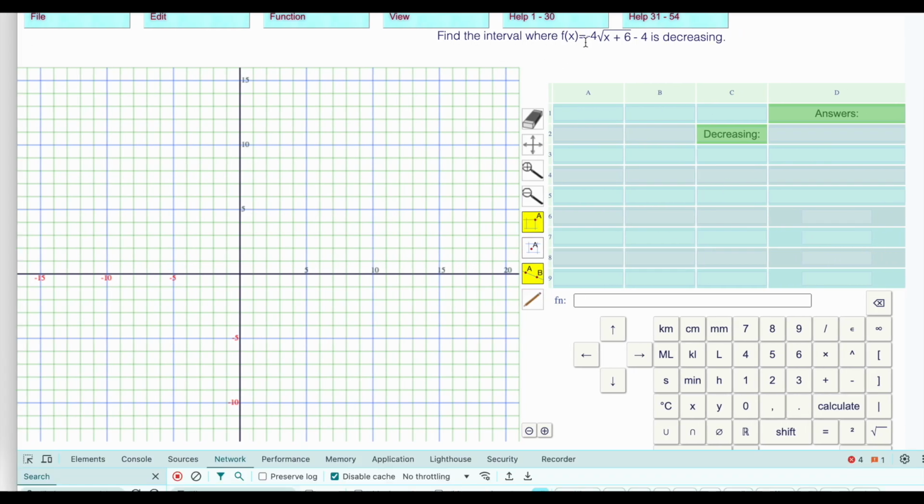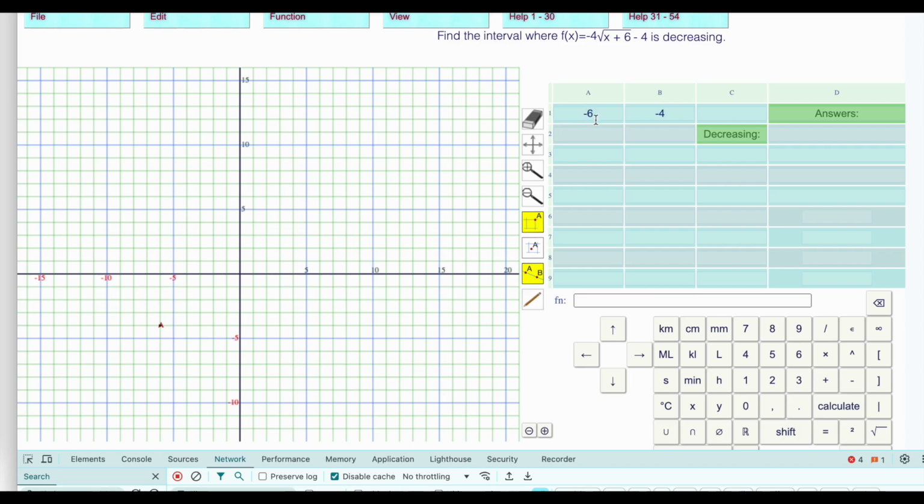Find the interval where this is decreasing. The vertex is -6, -4. It is opening, the b is positive, so it's opening this way to the right, but it's opening down to the right, so it's going like that. Let's graph it, see what it looks like. When x is -6, the y value must be -4. That is equal to -4 times the square root of the x value, which is -6 plus 6, giving us 0. The square root, which is 0, times -4 is 0, minus 4 is -4.